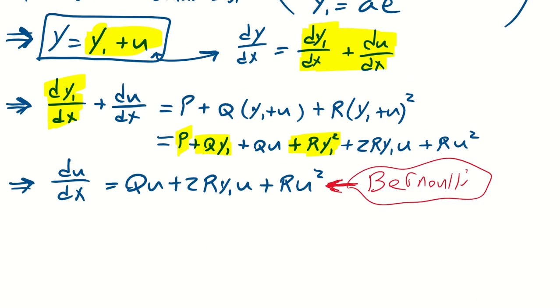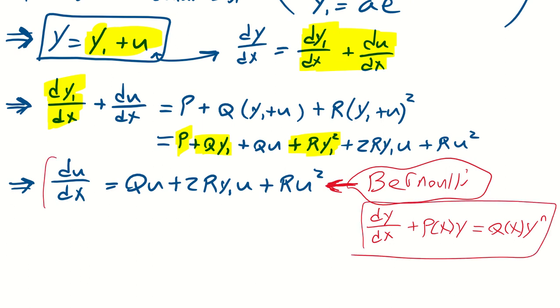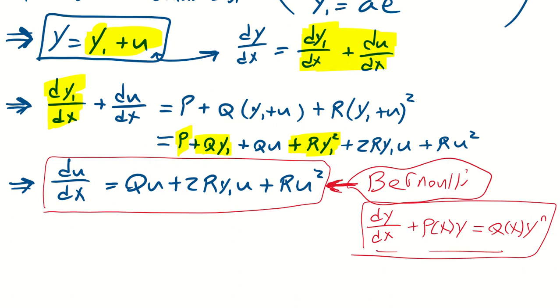In general, a Bernoulli differential equation is of the form dy/dx plus p of x times y is equal to q of x times y raised to the n power. So we can take this equation and algebraically manipulate it to put it more explicitly in that form. So let's do that.